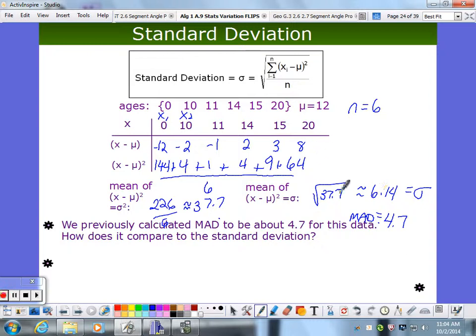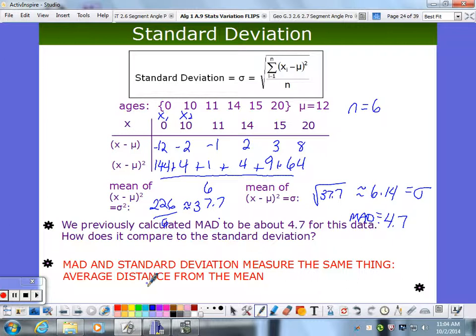When your data is very far apart, you see a bigger difference because of the squaring, but it's always going to be a little bit bigger. So, again, they measure the same thing in different ways. If you're finding MAD and standard deviation for a set of data, they should be close. If they're not close, there's probably a mistake somewhere. And what does close mean? It's hard to say. But 4 and 37, not close. So you want to use that as a little check. All right.